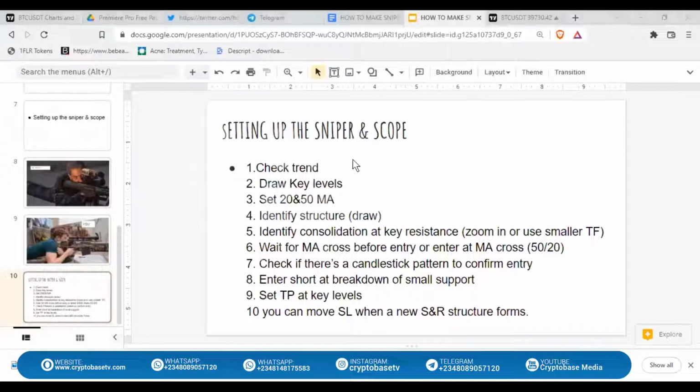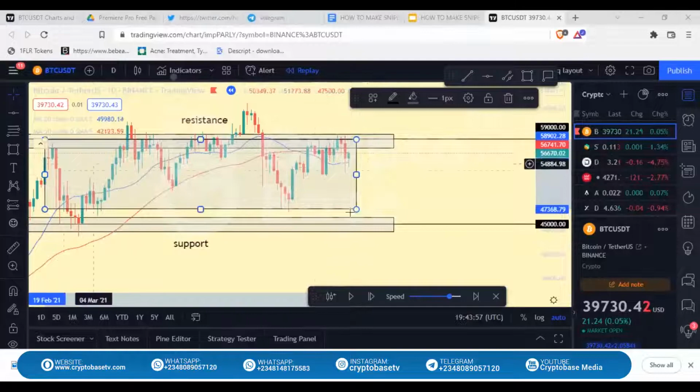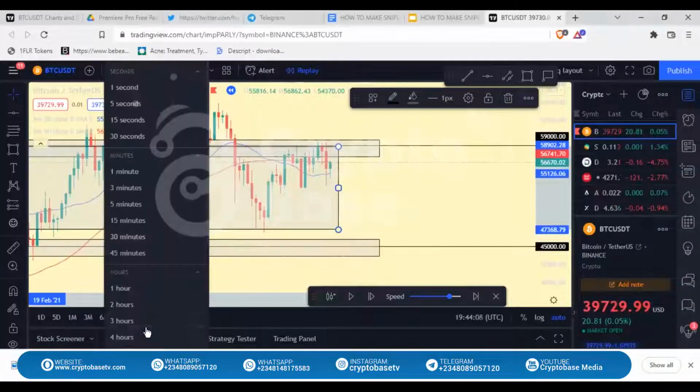Okay, so we are going to identify the consolidating guy. This is the big consolidation, and then there is another one right here. Another consolidation that is moving just sideways. If I change it to a smaller time frame, you guys will see and understand what I'm talking about.